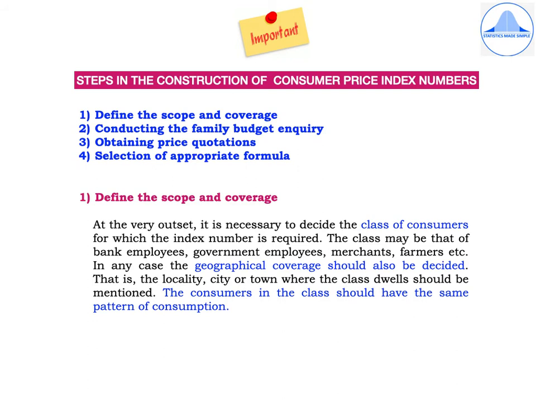So at the very outset, it is necessary to decide the class of consumers for which the index number is required. So the class may be that of bank employees, government employees, merchants, farmers. It can be like software engineers, doctors, etc. So now in any case, the geographical coverage should also be decided. That means the locality, city or town where the class dwells should be mentioned, and the consumers in the class should have the same pattern of consumption.